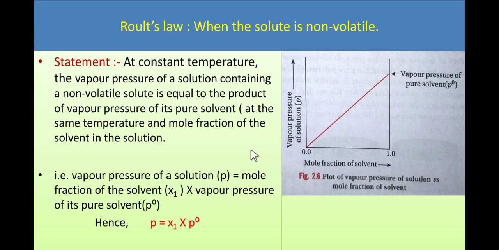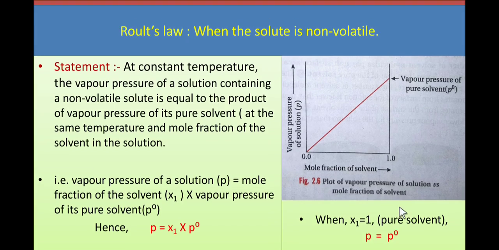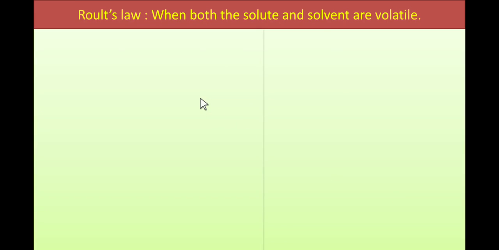So now we go to the second law, that is Raoult's law when the solute is volatile. Before going to that, we see when mole fraction is 1, that is pure solvent, P becomes P naught, that is the vapor pressure of the solution becomes the vapor pressure of the pure solvent. Now we go to the other law, that is Raoult's law when both the solute and the solvent are volatile.